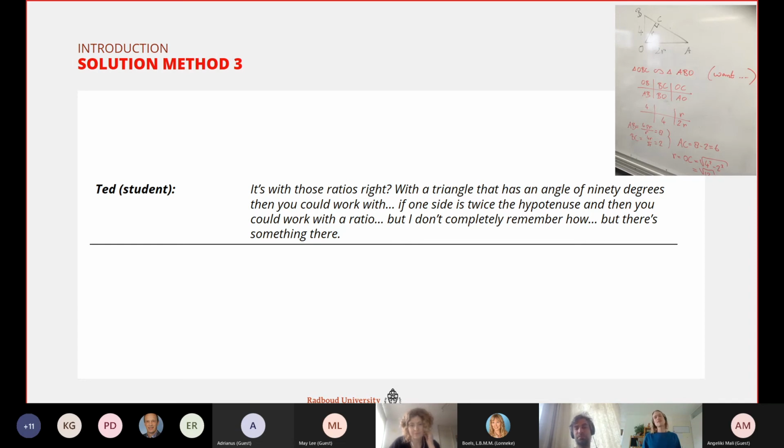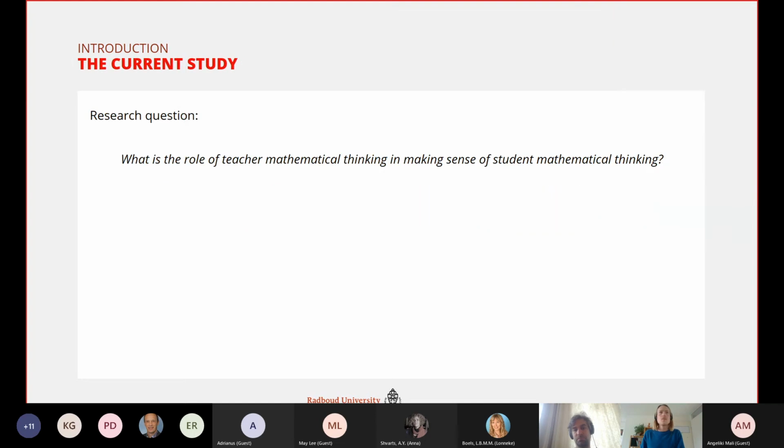And the role of teachers' mathematical thinking in their sense making of students' mathematical thinking, that's the focus of the study that I'll present here today. And what I did now is what I did with teachers. So we watched videos, and I paused after certain student statements or contributions in the whole class discussion, and then I asked them, what would you do now and why, or what could happen now? So the research question of the study I will present is, what's the role of teacher mathematical thinking in making sense of student mathematical thinking?